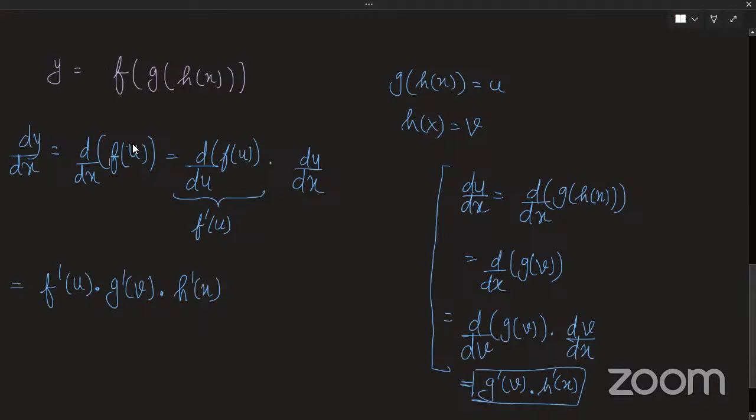I have got my function f of u, a function in the variable u. I need to convert it into variable x, so I multiply and divide by du. I first differentiate this with respect to my variable u, and then I multiply it by du by dx. Did you get why this thing is equal to f dash u? Got it? You can ask if you have any doubts.